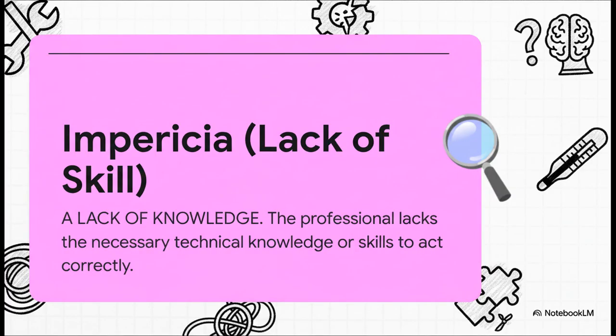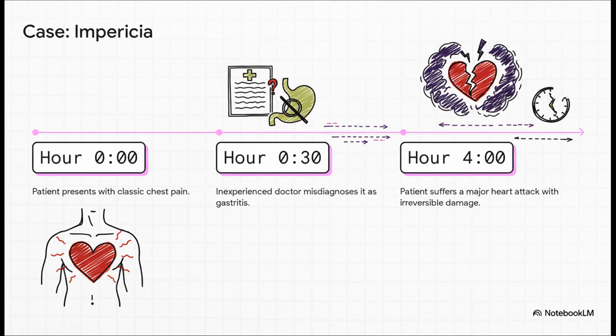The second type is imperitia, which basically translates to a lack of skill or just plain incompetence. Now, this isn't about forgetting a step. This is about not having the basic knowledge or ability to do the job right in the first place. Just look at this timeline. A patient shows up with classic heart attack symptoms, but an inexperienced doctor who just doesn't have the fundamental skill to recognize the signs writes it off as a stomach problem. That huge delay in treatment leads to irreversible damage.